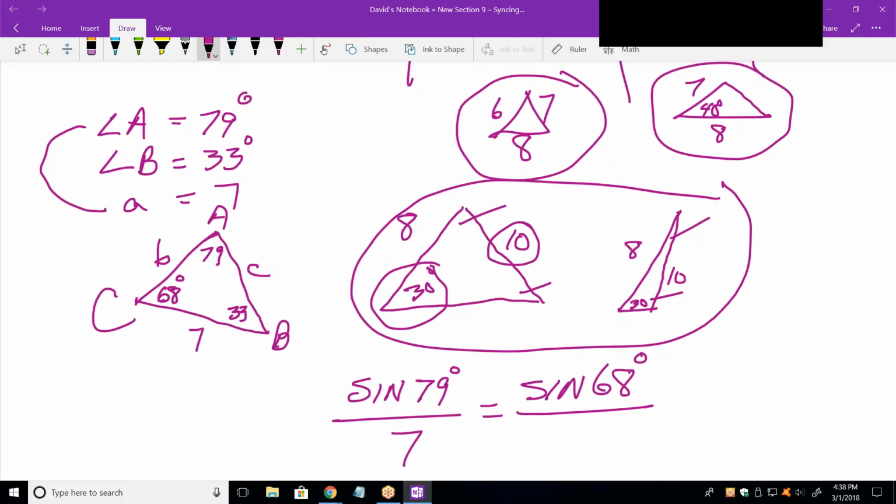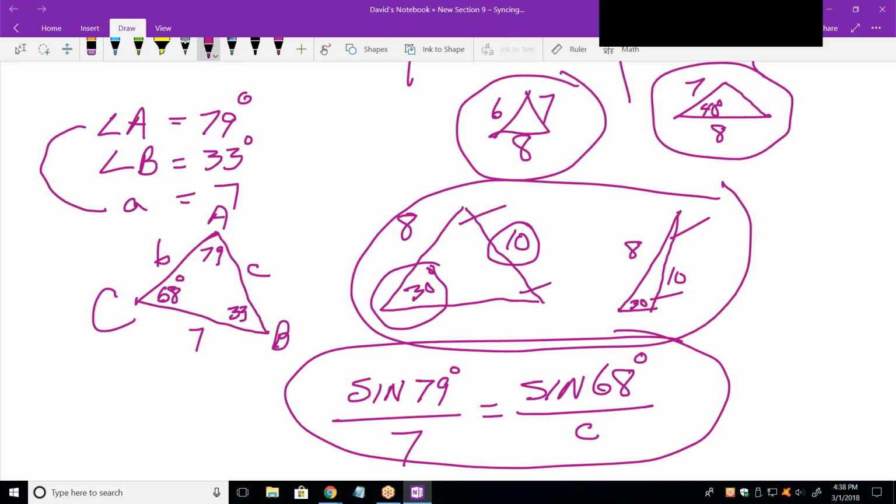Okay, well, so that was, oh yep, capital C was the 68, which means the little c has to go under it. And now you just have to solve that. Do you have any problems solving that? Yeah, just cross multiply. Because there's only one variable there, it's that one right there. Everything else is a number.